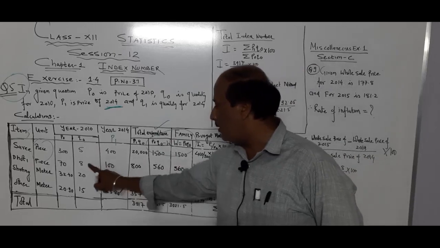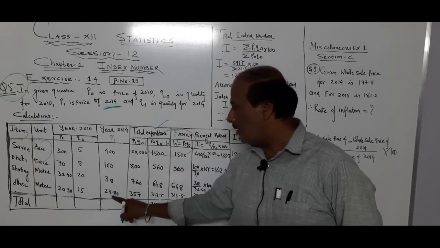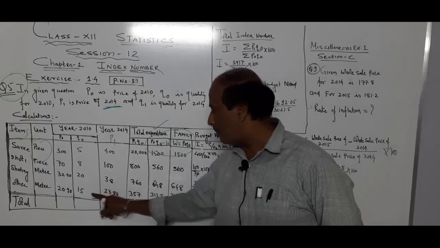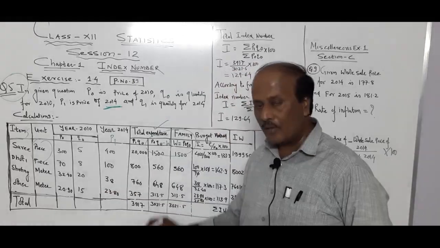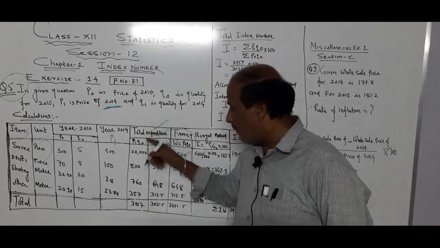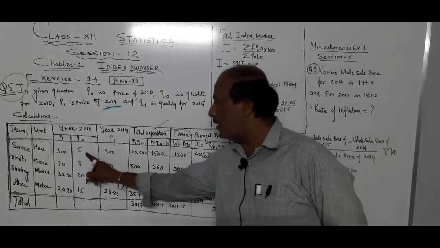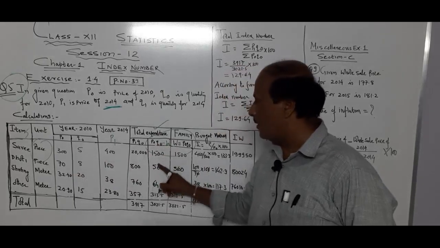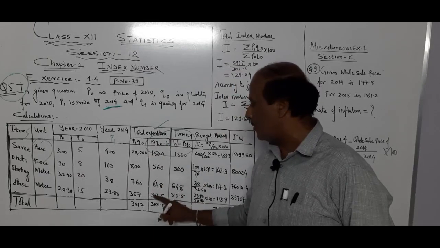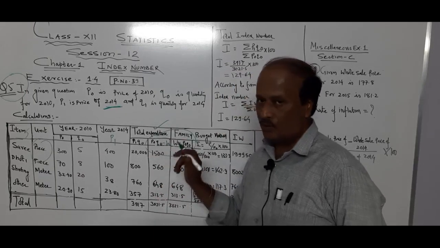Then 100 into 8, 800, 38 into 20, 760, 23.80, 15, you will get this. Do the calculation by the calculator, confirm this calculation, find the sum of this. Then P0 Q0 means multiply these two. So 1500, 560, 648, 313.5. So this is the product of P0 Q0.